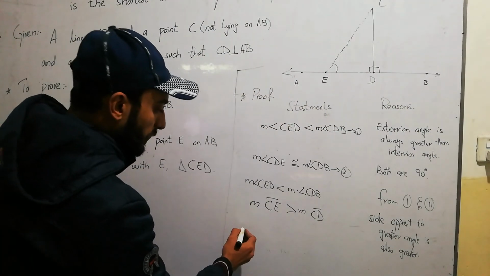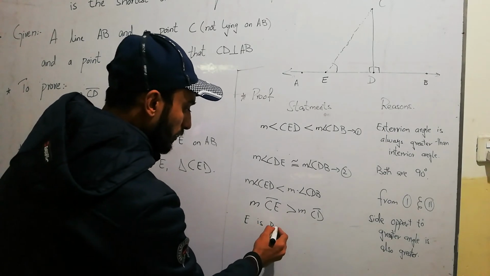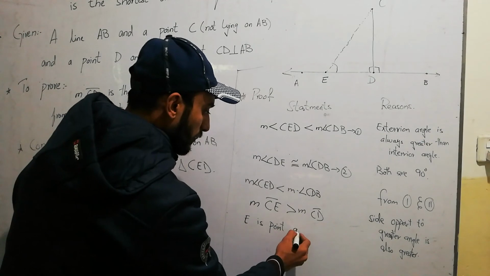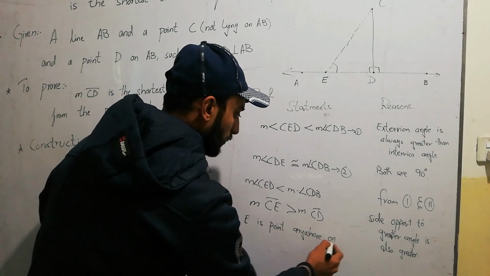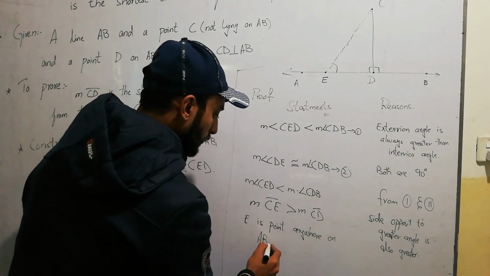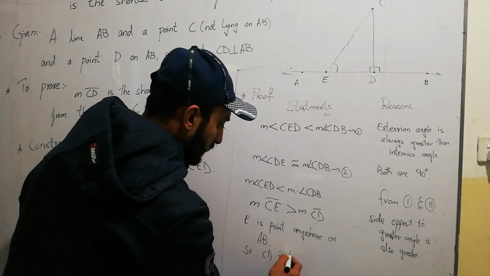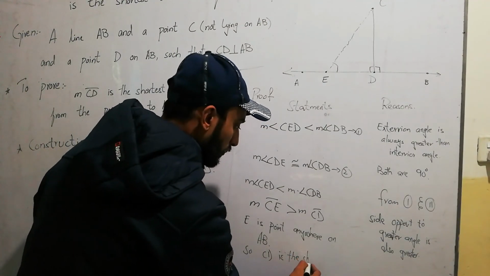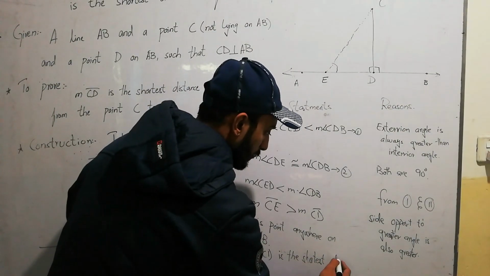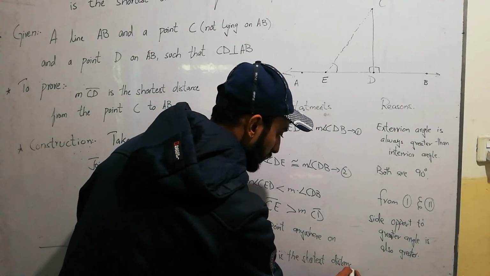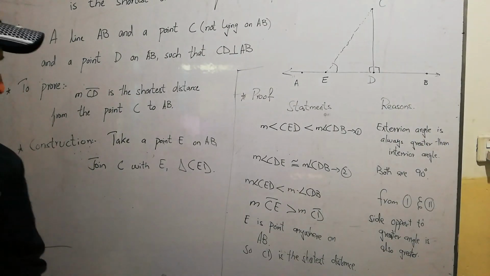So in short we can say that E is a point anywhere on AB, so CD is the shortest distance. This is what we have to prove in theorem 13.4. That's all.